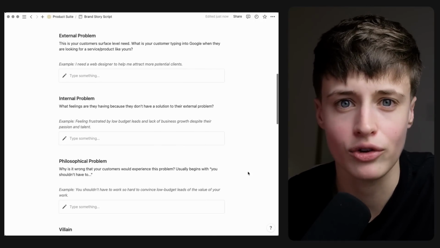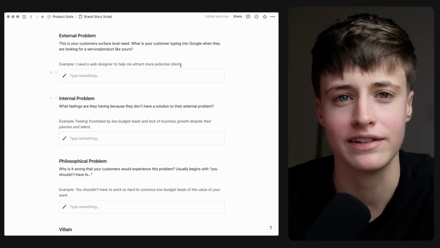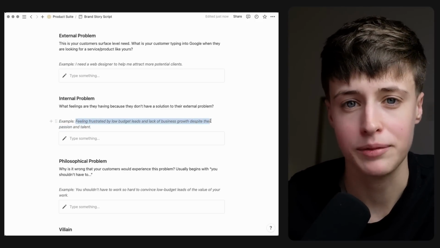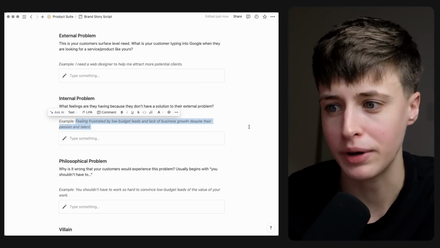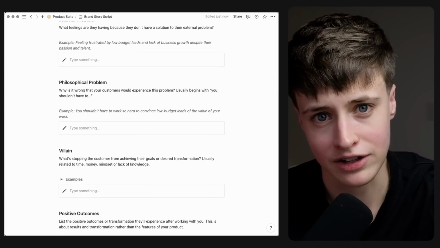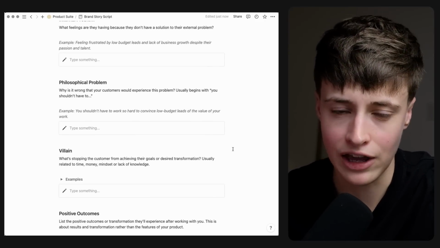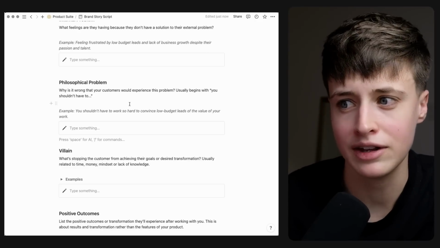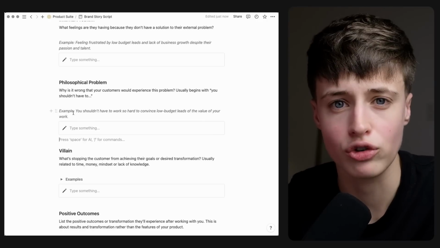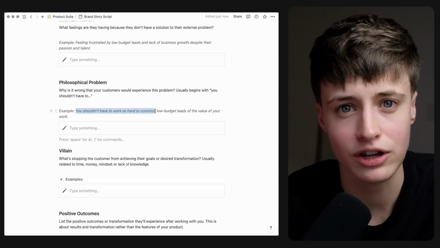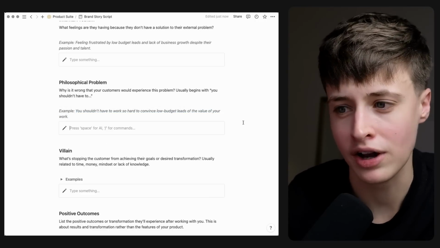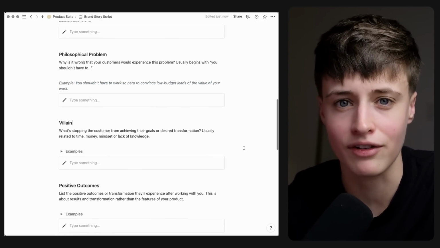Next up is your internal problem, and this is what feelings they are having in relation to this need. So for example, feeling frustrated by low budget leads and discouraged by their lack of business growth despite their hard work. Last up is their philosophical problem, and this is a little harder to get your head around, but this is basically at the deepest level, why is it wrong that your customers would experience this problem? This is like your joint mission with your customers, and it usually begins with 'you shouldn't have to.' So for example, you shouldn't have to work so hard to convince low budget leads of the value of your work.